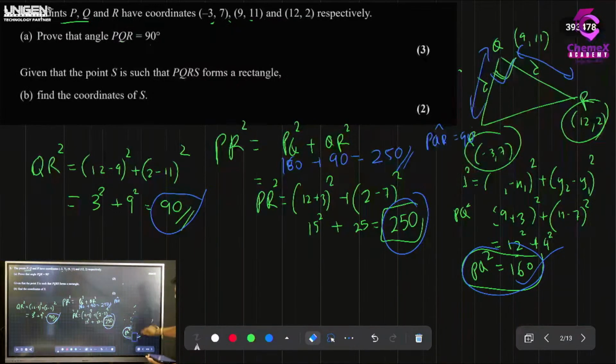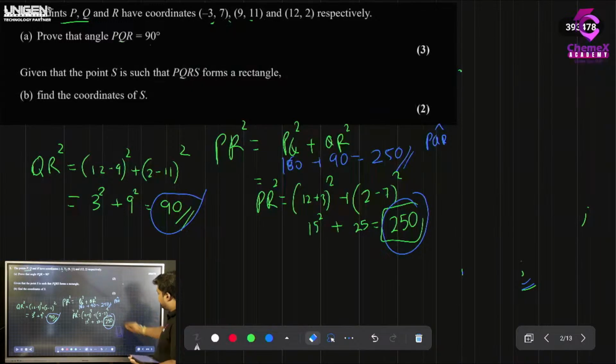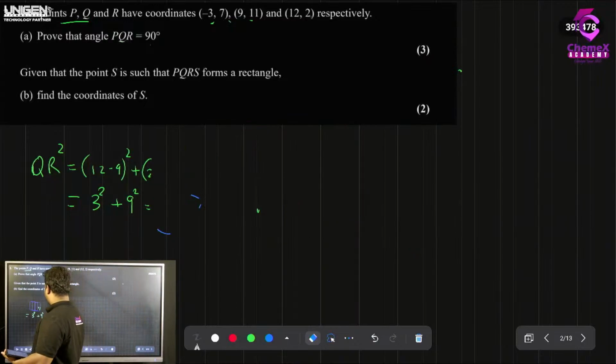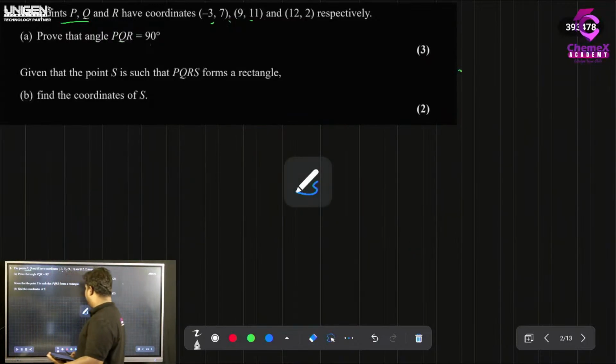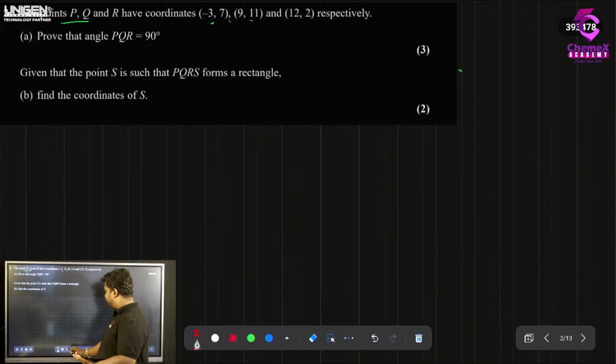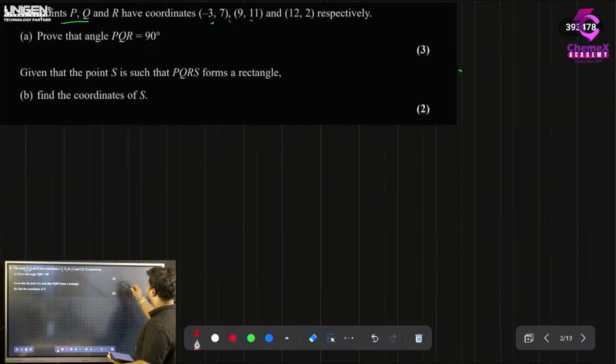Alright. Next is finding the coordinates of S. So how do you find the coordinates of S? They say PQRS is a rectangle. We found that angle Q is 90, right? We found that.